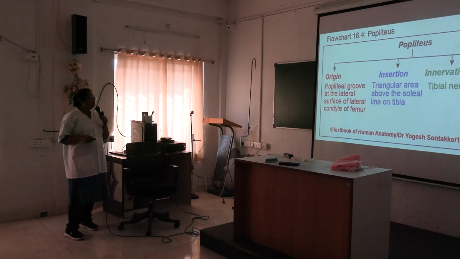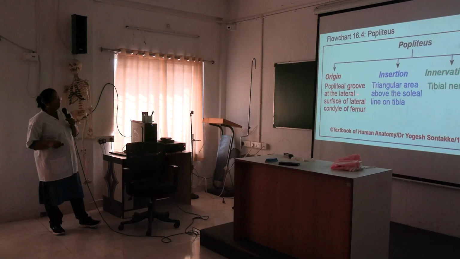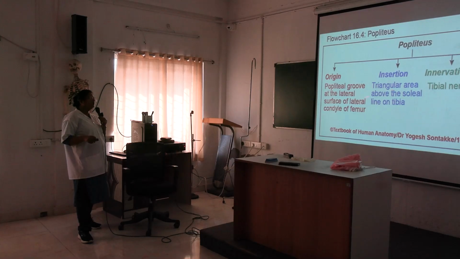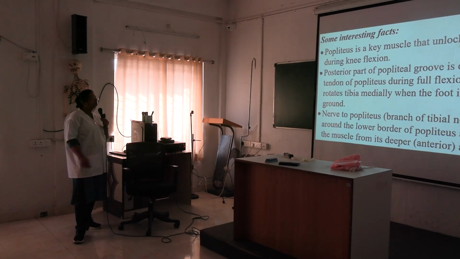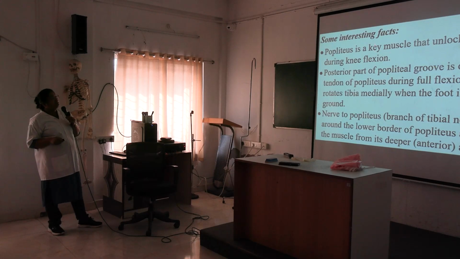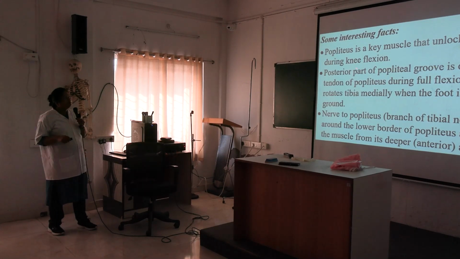So popliteus origin from popliteal groove at the lateral surface of lateral condyle of femur. Insertion into the triangular area above the soleal line of tibia. Innervation is by tibial nerve. Action is unlocking of the knee and flexion of the knee joint. These are some facts. Popliteus is the key muscle that unlocks the knee joint during knee flexion.